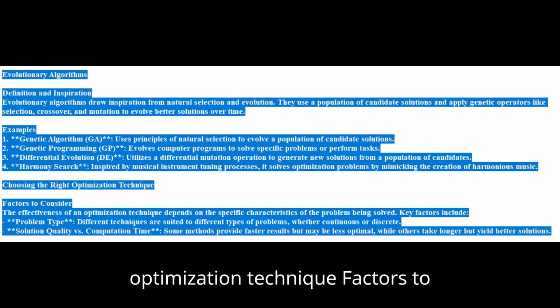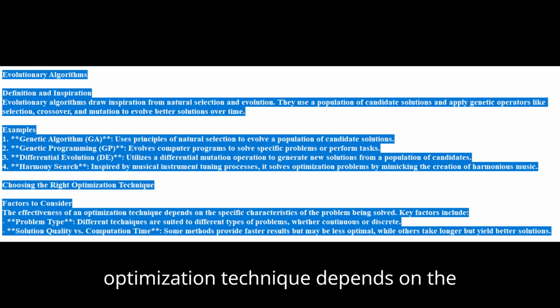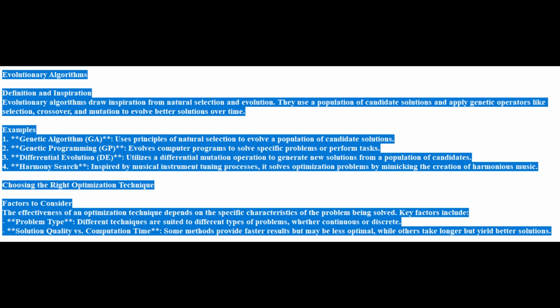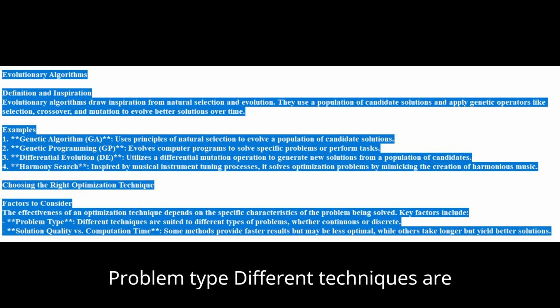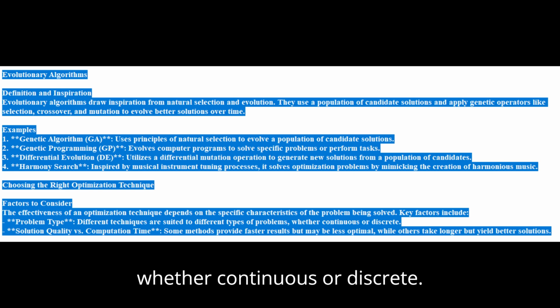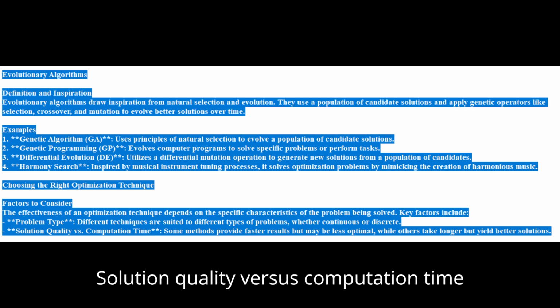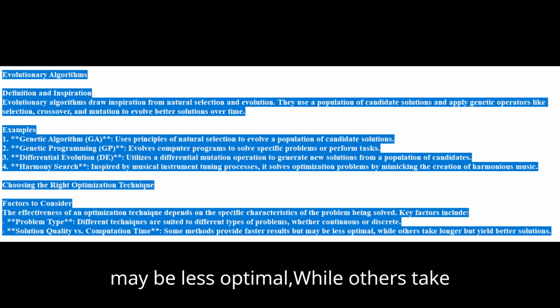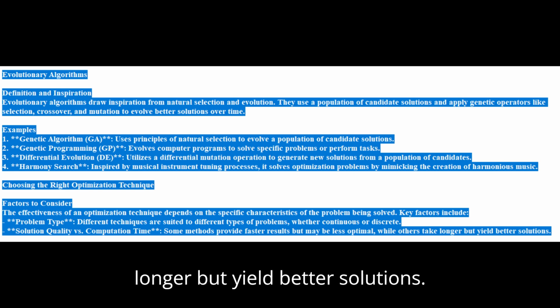Choosing the right optimization technique. Factors to consider. The effectiveness of an optimization technique depends on the specific characteristics of the problem being solved. Key factors include problem type. Different techniques are suited to different types of problems, whether continuous or discrete. Solution quality versus computation time. Some methods provide faster results but may be less optimal, while others take longer but yield better solutions.